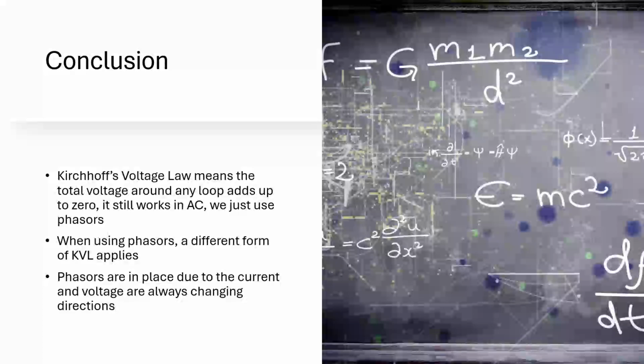So what did we learn today? Kirchhoff's voltage law means the total voltage around any loop adds up to zero. It still works in AC, we just use phasors, and when we use phasors, a different form of KVL applies. And phasors are used because the current and voltage are always changing direction.